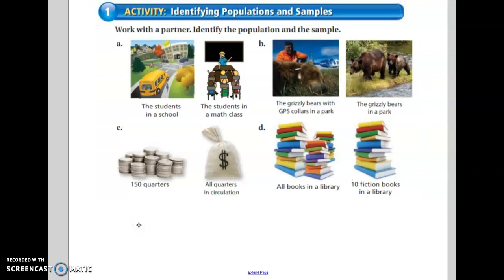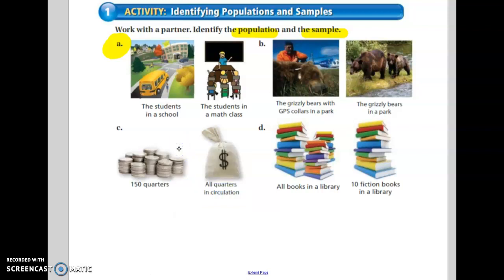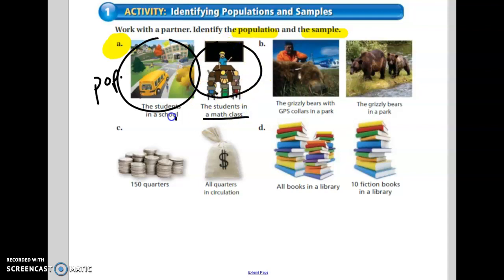As a reminder of what you did yesterday, you had to identify a population and a sample for each one of these situations. In part A, the population would be the whole school, the students in the school. The sample of that would just be a small subset, the students in the math class. So the population is the big one, the sample is the small one.